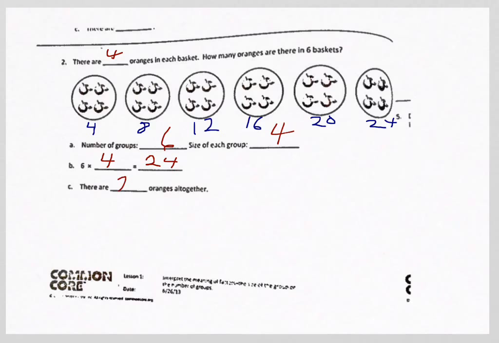So there are 24 oranges altogether, because remember that product, that last number there that we multiply and get, this one here, that is our total. So we have the number of groups, the size of the groups, and a total. So there are 24 oranges altogether.